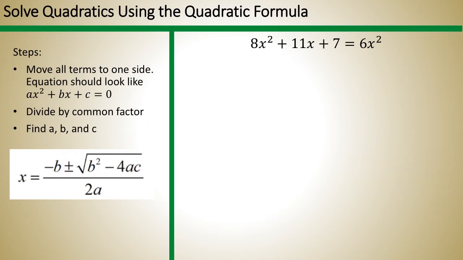Okay, here's another one. Again, get 0 on that right side. So if I subtract 6x squared from both sides, I end up with 2x squared plus 11x plus 7 is equal to 0. So identify A, B, and C. A is 2, B is 11, and C is 7.